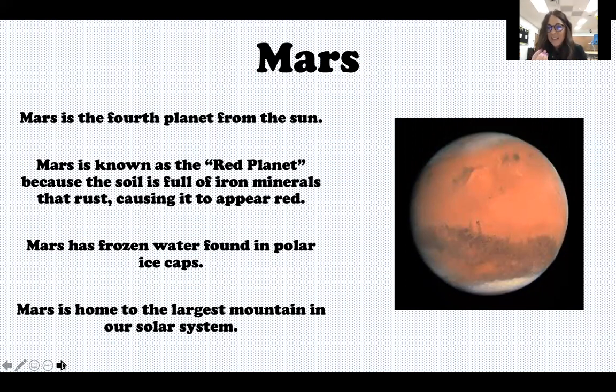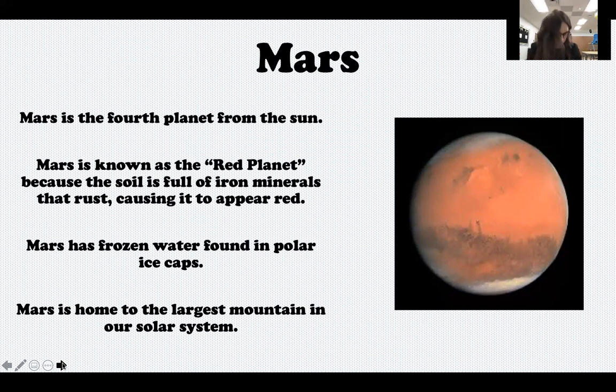If you've ever seen something rust, it's kind of that reddish orange color. Mars has frozen water found in the polar ice caps. So that goes back to what I was saying before. It doesn't have liquid water, but it does have some frozen water. And Mars is home to the largest mountain in our solar system, which is pretty interesting.